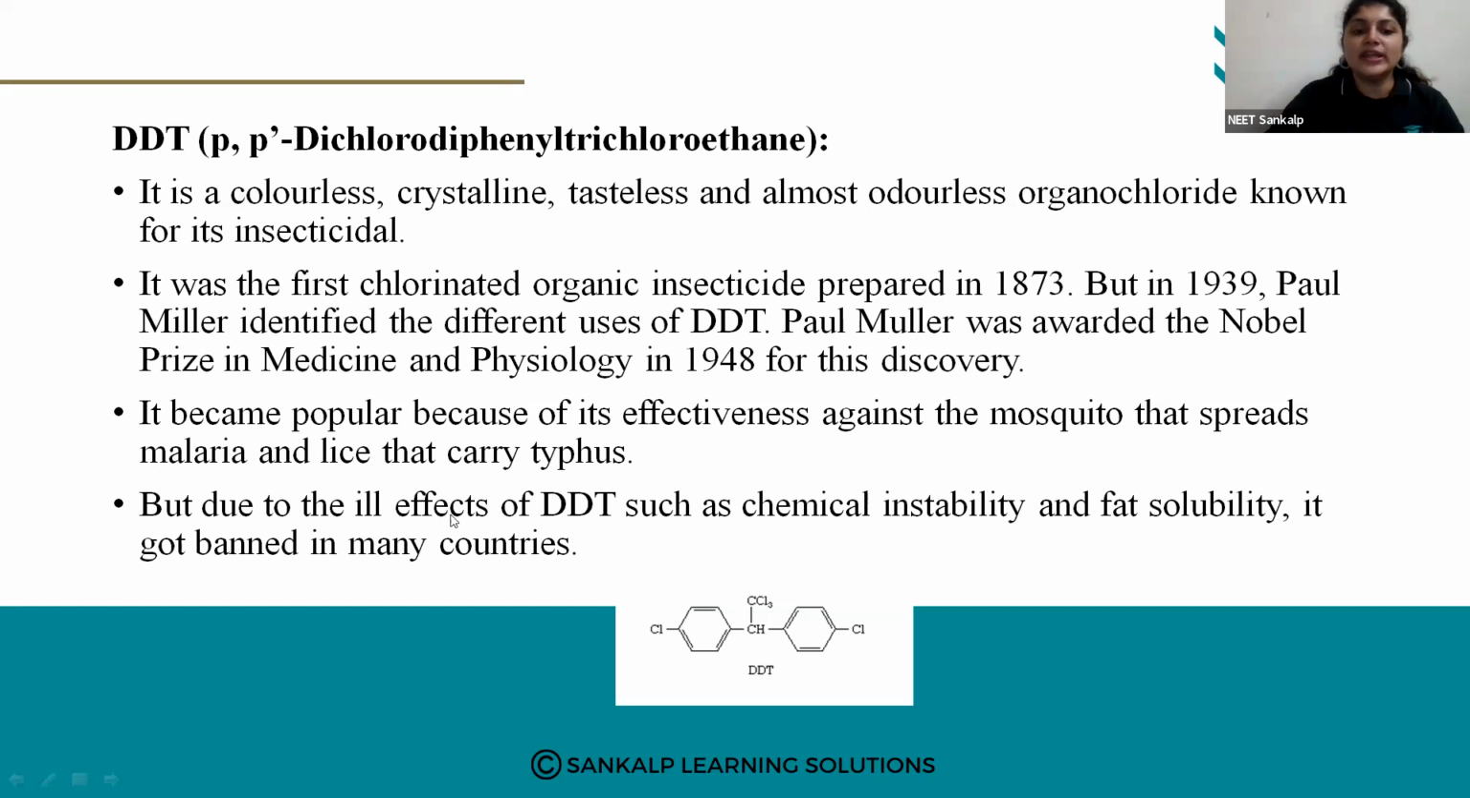But due to the ill effects of DDT, such as chemical instability and fat solubility, it got banned in many countries. Before, many were using it, but it is a heavy compound, so it could not get digested. The fat solubility and the chemical instability caused the ill effects. It could not get degraded, so because of that DDT got banned in many countries.